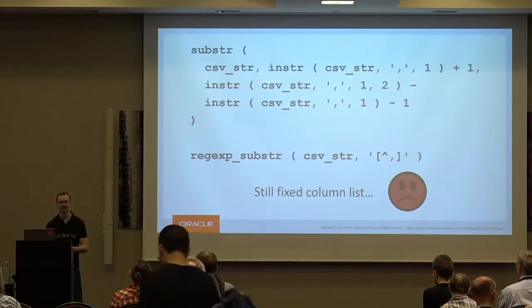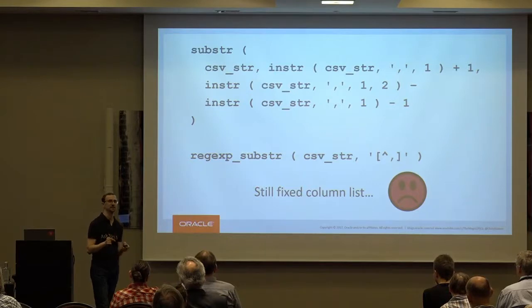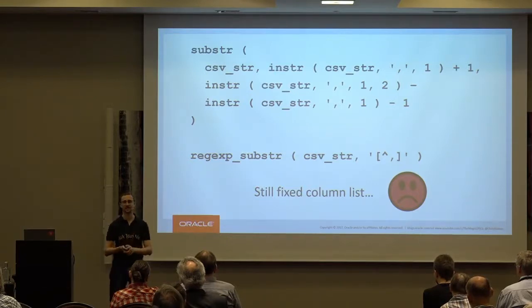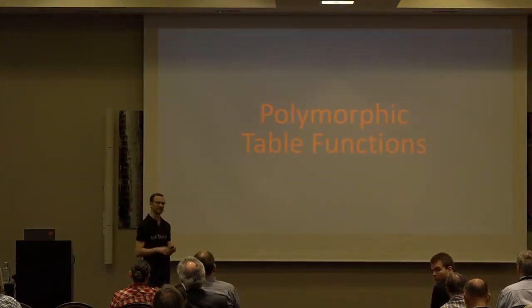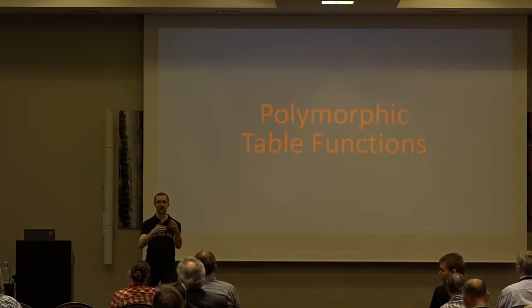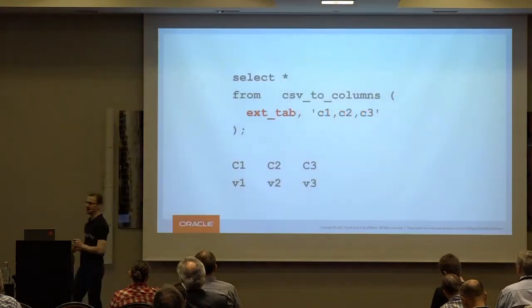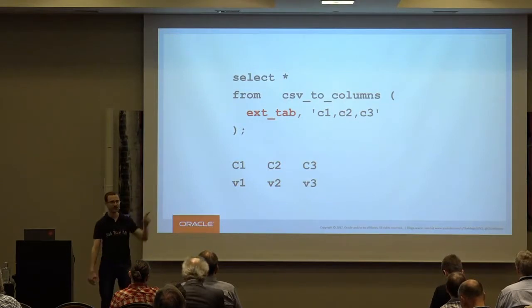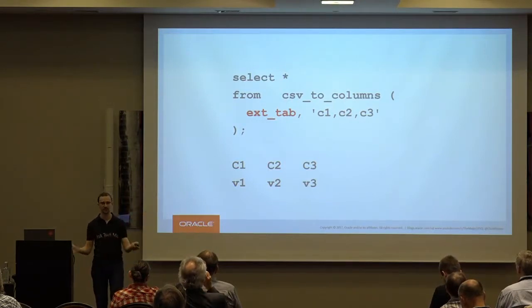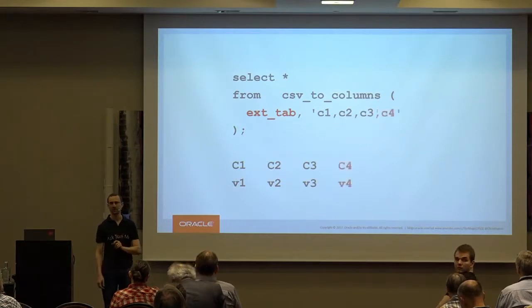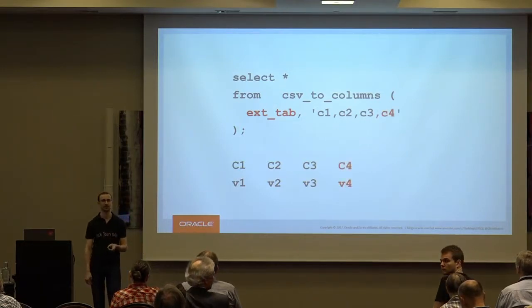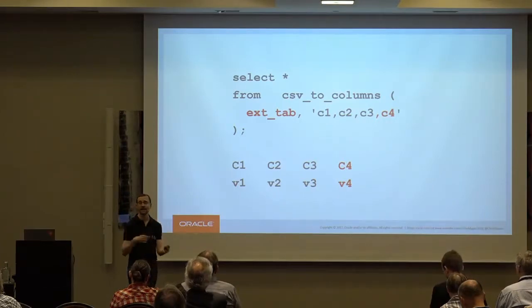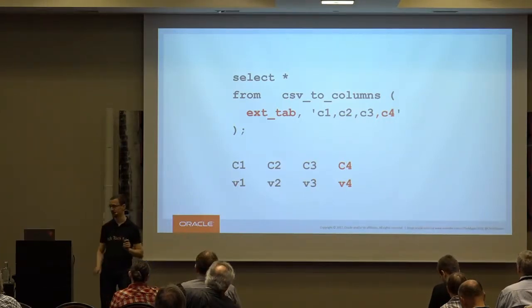In 18c, however, there is a new feature which allows you to manipulate which columns appear in your output dynamically, and that is polymorphic table functions. It's something some of you might have heard of. What this does is allow you to change, add or remove columns from your output. For example, we can have this CSV to columns polymorphic table function. We're passing in the table name and which columns we want to appear in the output. Want a fourth column? We just add that, and now we get 4 columns in our output. So we can dynamically add or remove columns from our output based on what we're inputting.